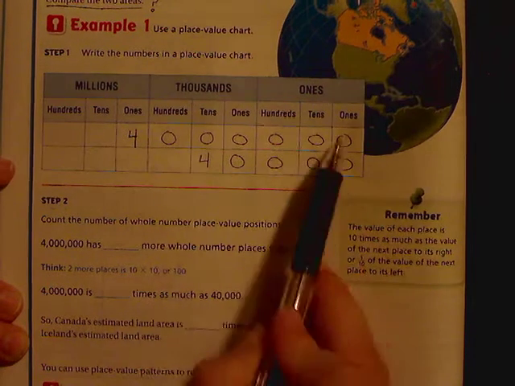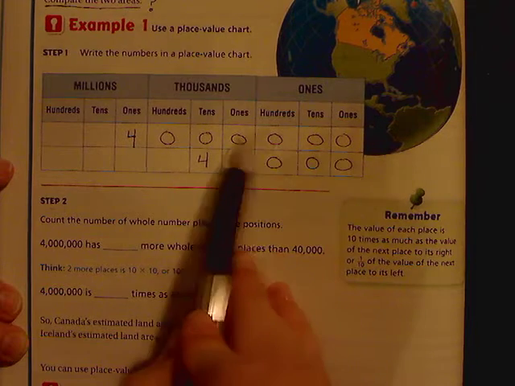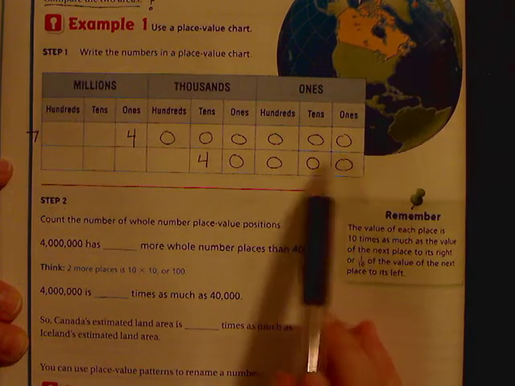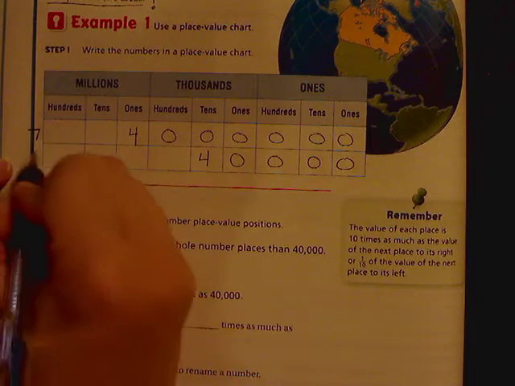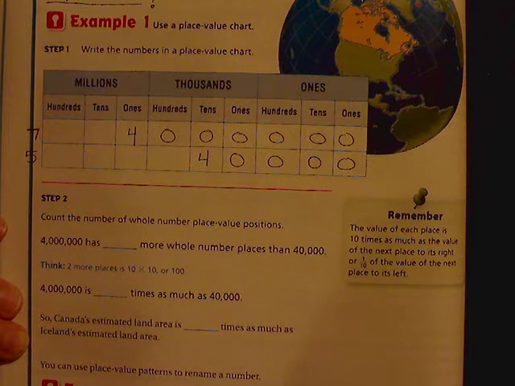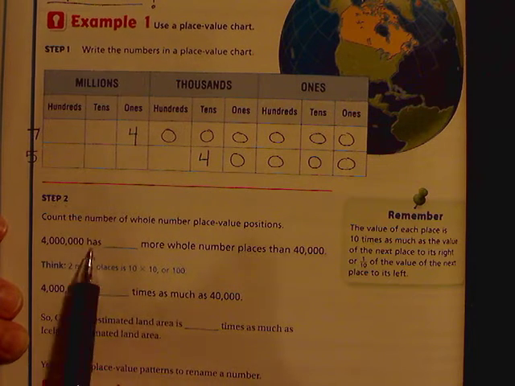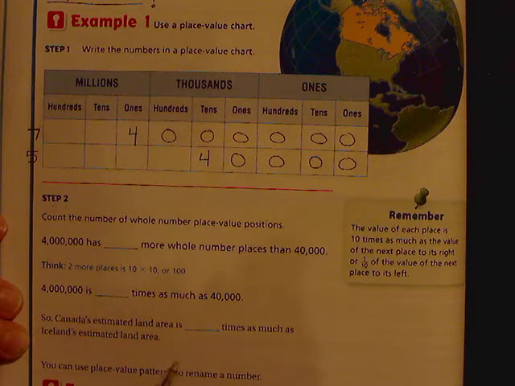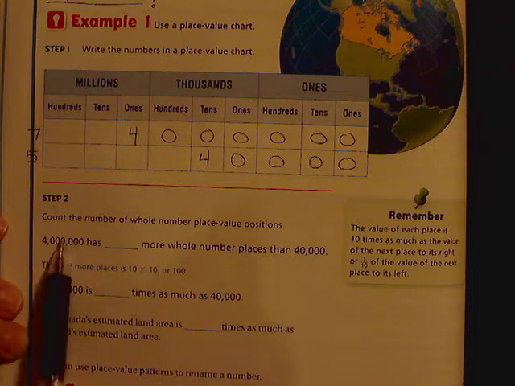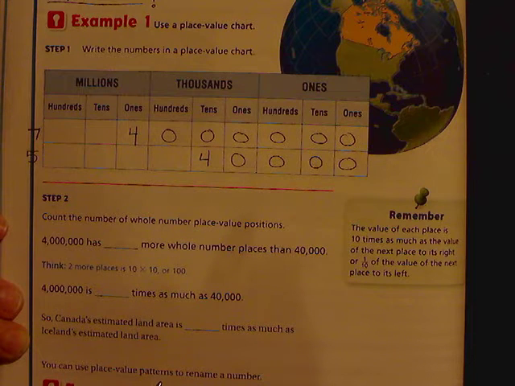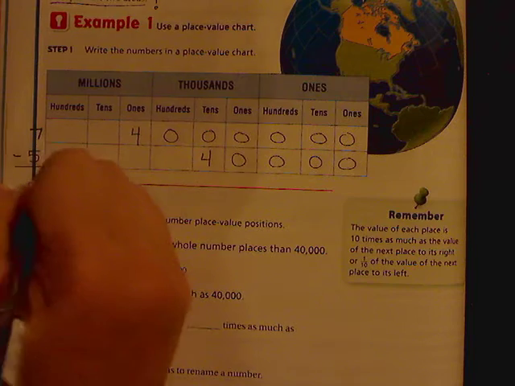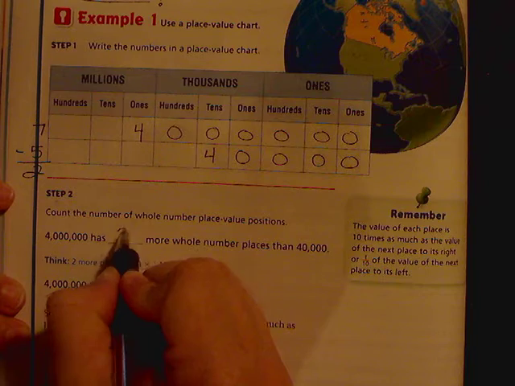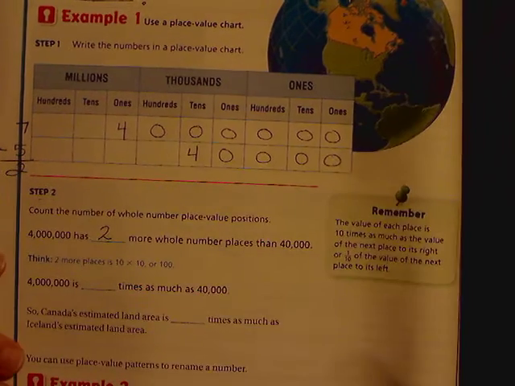On to step 2, it says count the number of whole number place value positions. So I know that 4 million has 1, 2, 3, 4, 5, 6, 7 place value positions. And 40,000 has 1, 2, 3, 4, 5 place value positions. Okay, so it's asking me 4 million has blank more whole number places than 40,000. So go ahead and figure out how many more whole place values does 4 million have than 40,000. All right, if you guessed 2, you are correct because 4 million has 7 and 40,000 has 5, which equals a total of 2 more whole value places.